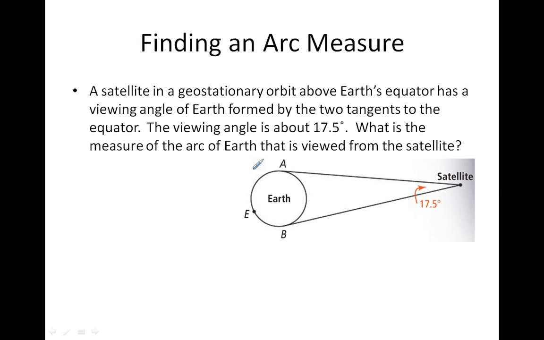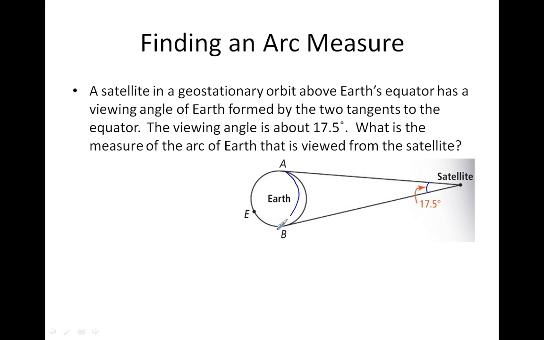Now if we look at this example, a satellite in geostationary orbit above Earth's equator has a viewing angle of the Earth formed by the two tangents to the equator. So satellite to A, satellite to B, we've got two tangents. So they intersect at just that one point. The viewing angle is about 17.5 degrees. So we have 17.5 degrees there. What is the measure of the arc of Earth that is viewed from the satellite?